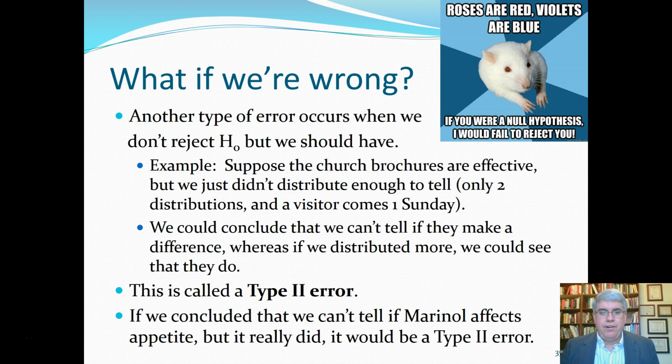Another type of error occurs when we don't reject the null hypothesis, but we should have. The type 1 error was when we shouldn't have rejected the null hypothesis, but we did. Here we don't reject it and we should have.